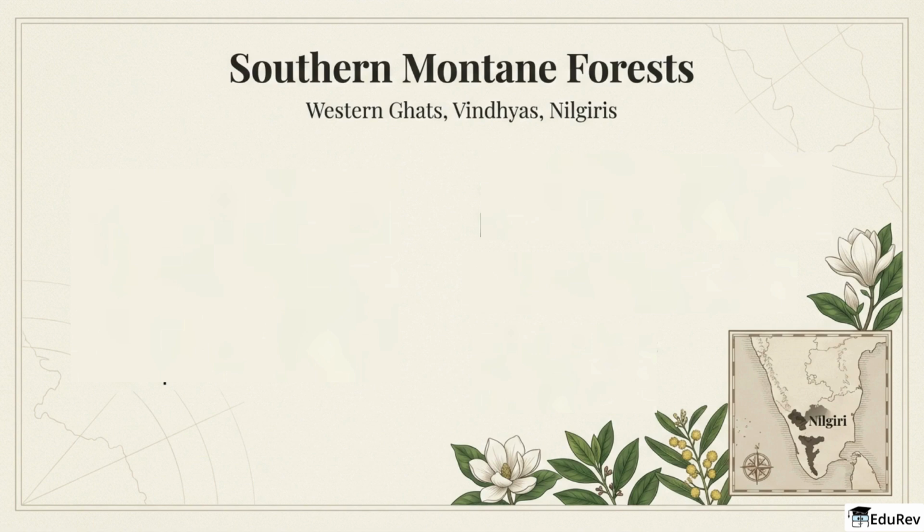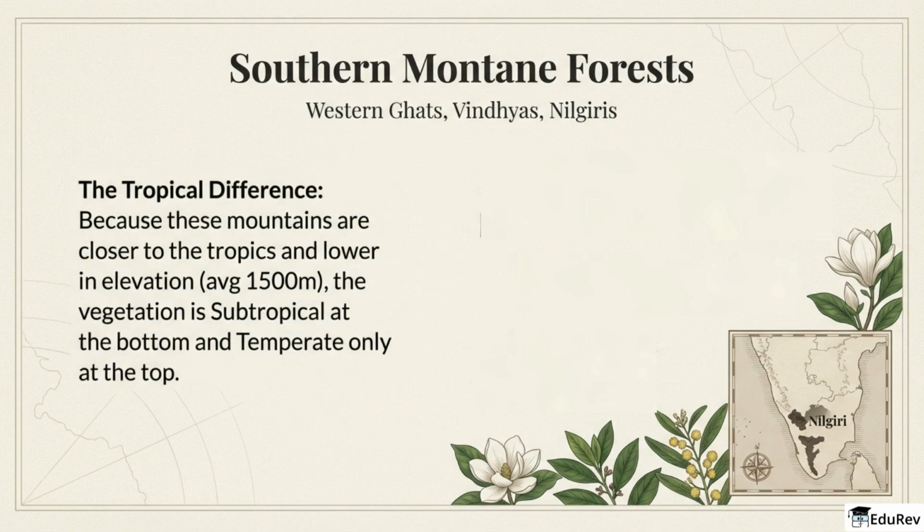The southern mountains, the Western Ghats, Vindhyas, and Nilgiris behave differently because they are closer to the tropics and generally lower in elevation, with an average of around 1500 meters. So the lower slopes stay subtropical and only the upper parts become temperate. That is the tropical difference.